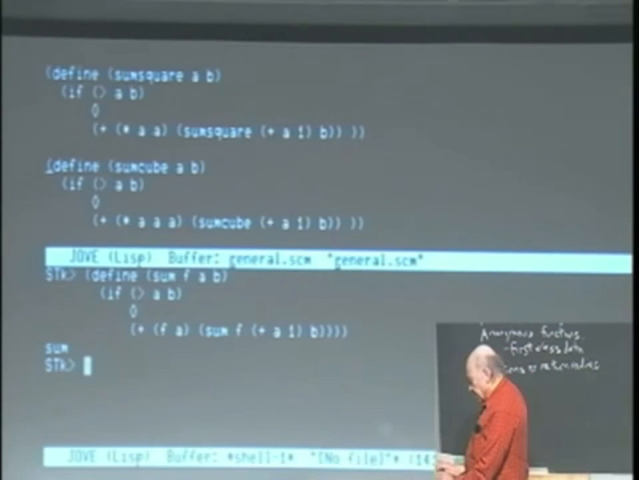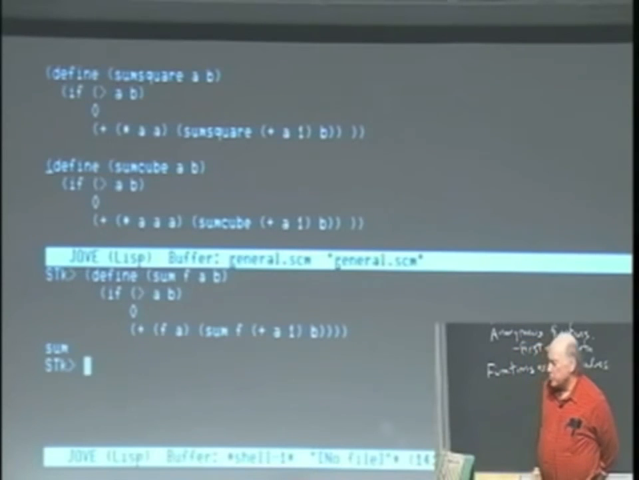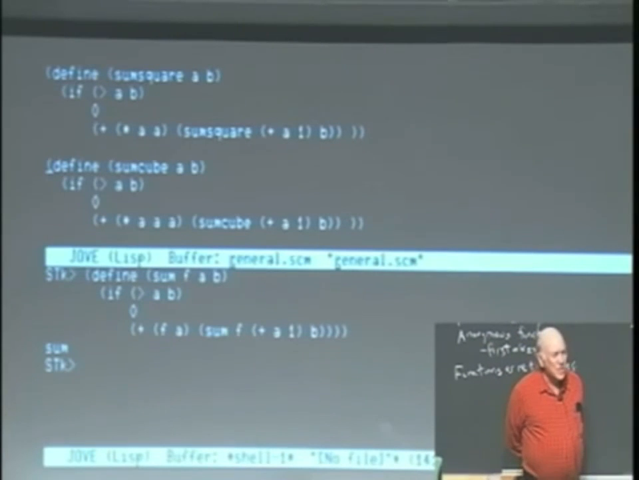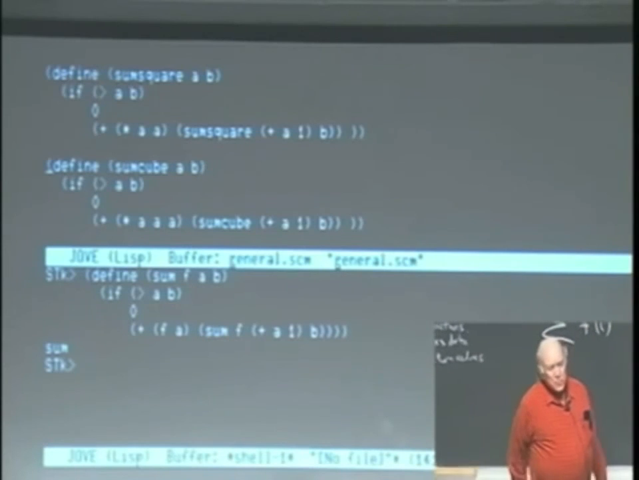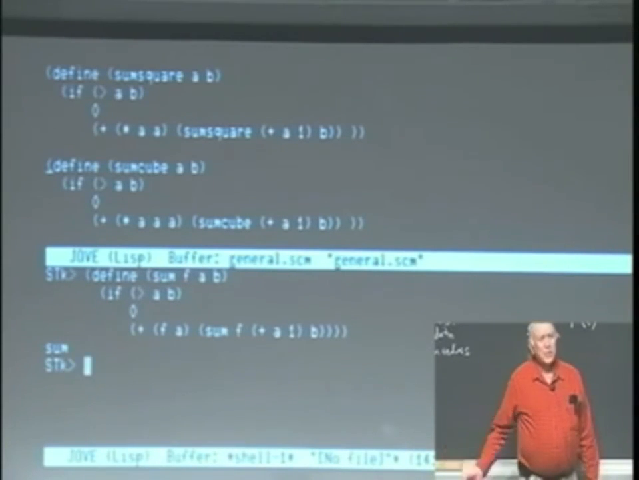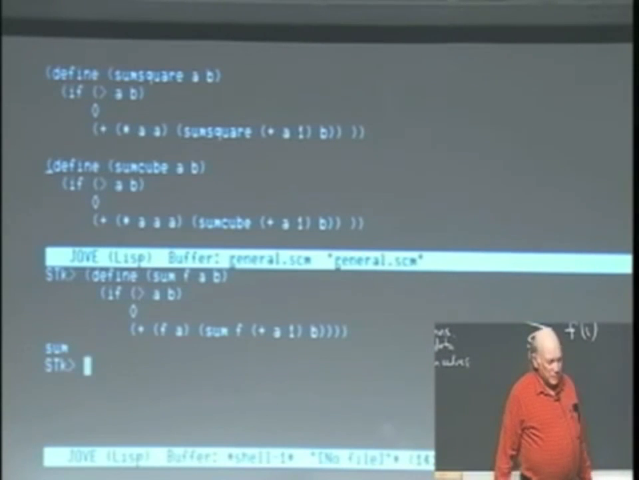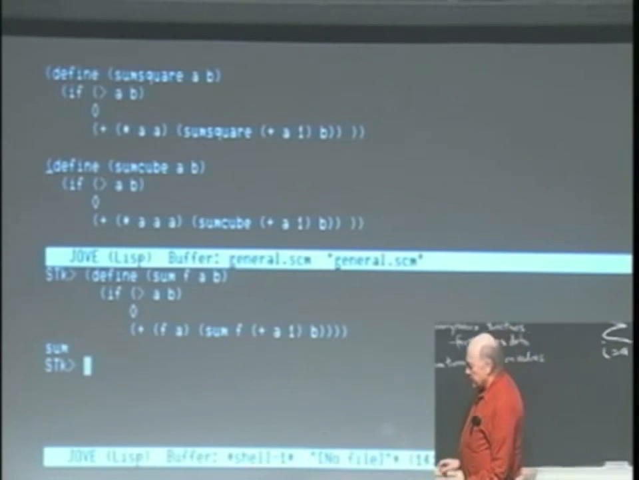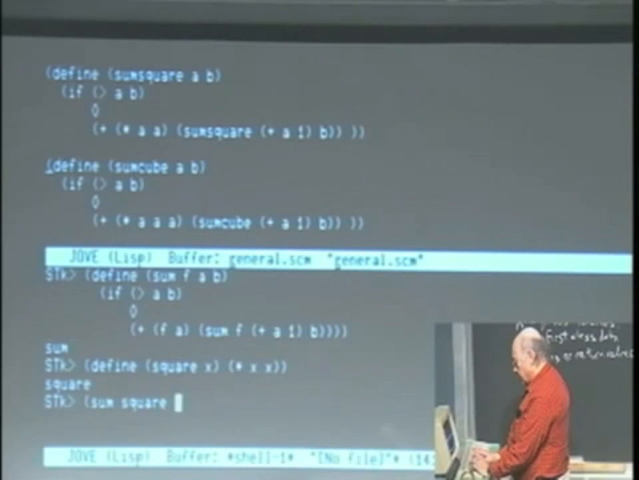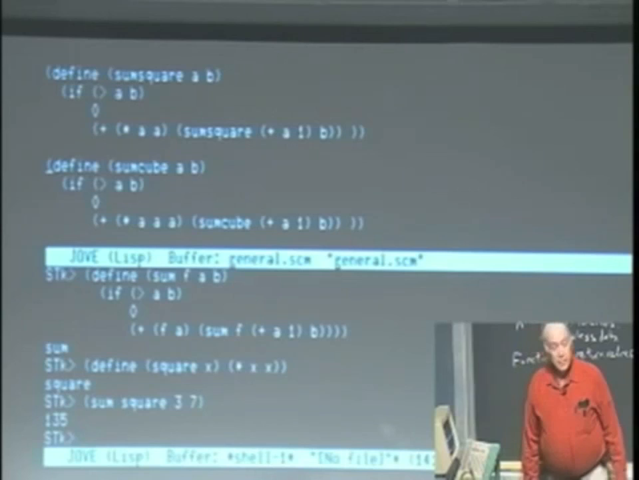Now, let's just stare at this for a moment. Compare the definition of sum on the bottom half of the screen with the definitions of sum square and sum cube. And just as in the area case, sum square and sum cube are almost the same procedure, but we've taken the thing that's different and made it an argument. And that argument is f, the function of a that we have to add into the series. So now to use it, I would have to say something like define square x times x x. And now I can say sum square 3 to 7 and get the answer.